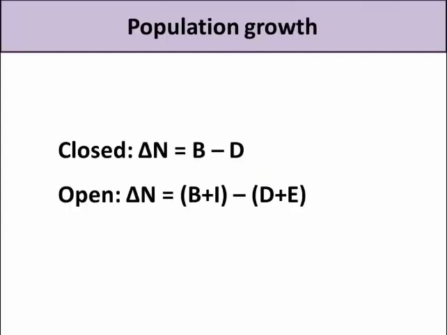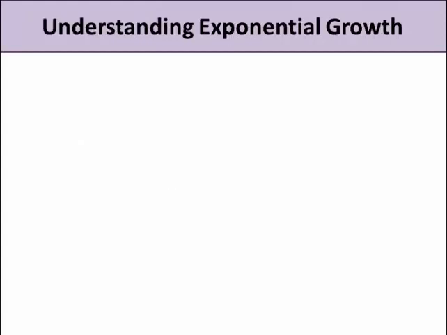So for a closed population, the change in the number of individuals, that's what that triangle means, the change. So it's the change in the number of individuals equals births minus deaths. So density-independent growth is also known as exponential growth.